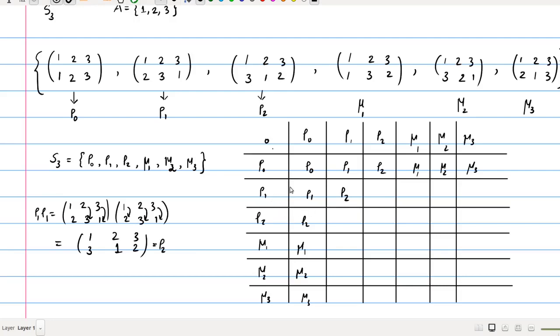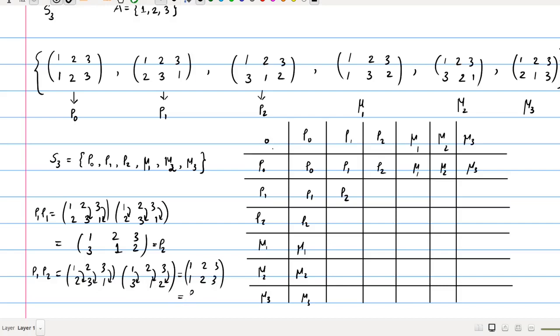In a similar fashion you can evaluate rho 1 rho 2. What is rho 1 rho 2? It is evaluated using rho 1, which is (1 2 3 / 2 3 1), and rho 2, which is (1 2 3 / 3 1 2). When you evaluate this product, you get: 1 is mapped to 3 here, and that 3 is mapped to 1, so 1 goes to 1. 2 goes to 1 here, and that 1 goes to 2, so 2 goes to 2. 3 goes to 2 here, and 2 goes to 3, so 3 goes to 3.